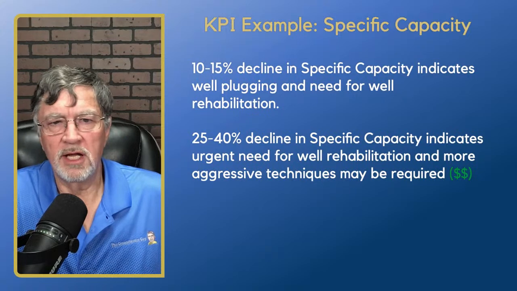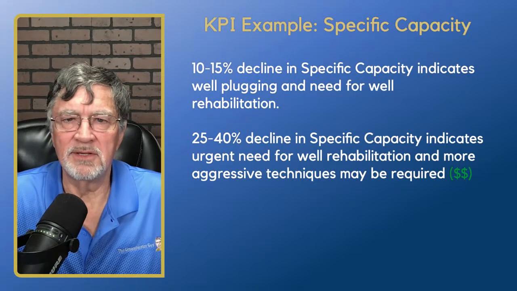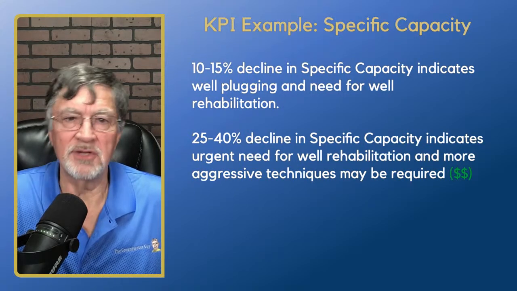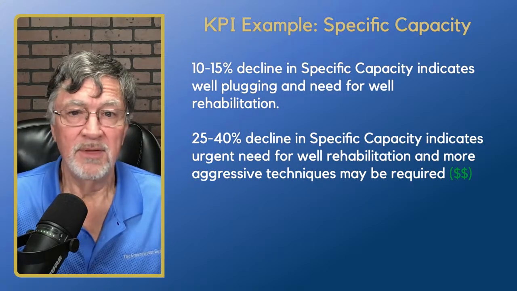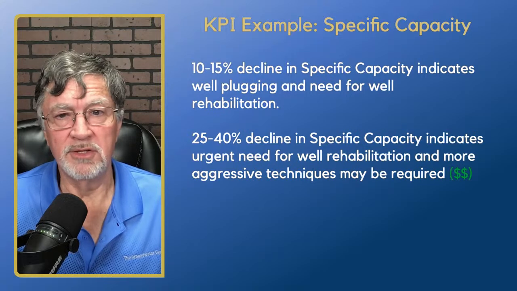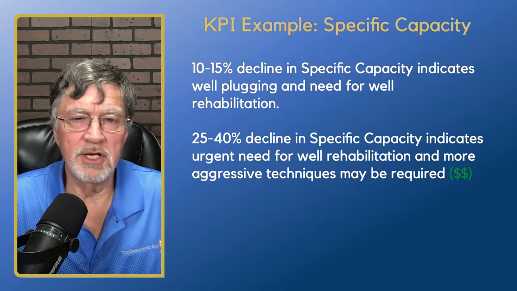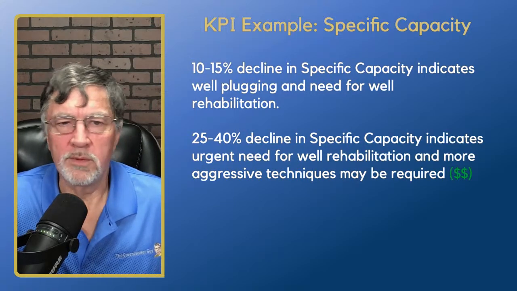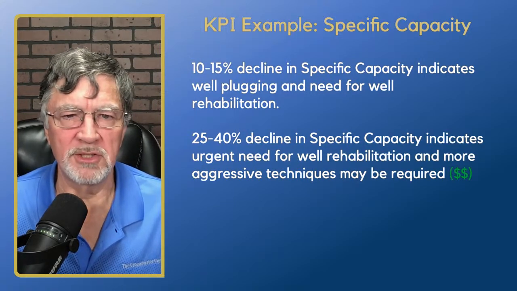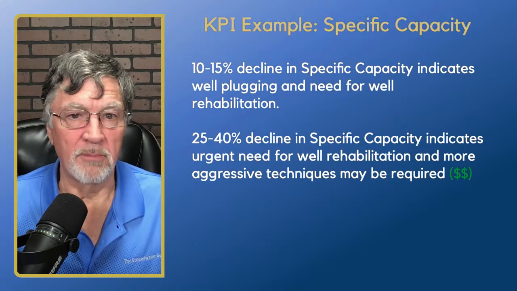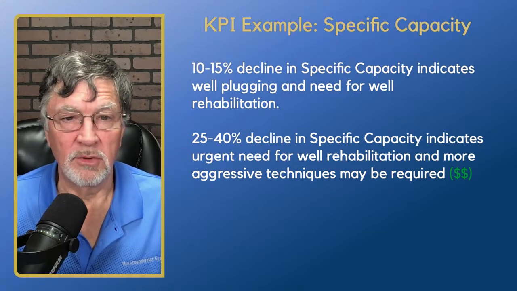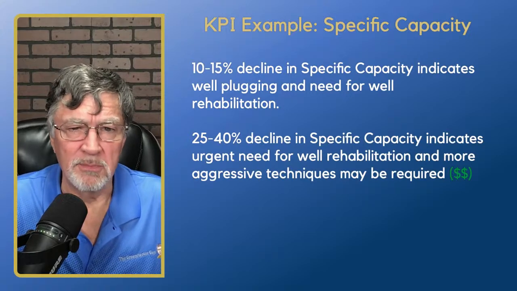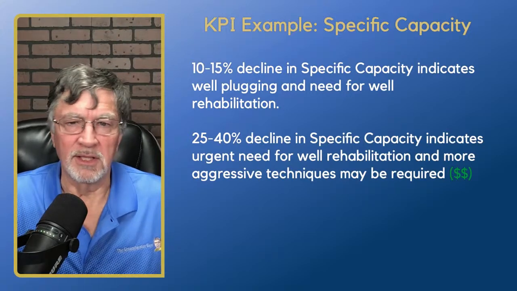So say, for instance, a 10 to 15% decline in specific capacity indicates that we've got some well plugging going on, and we're going to need to do some well rehabilitation. So it may be that within the next year or so, we really need to plan for some well rehabilitation and make sure we've got enough money set aside to do that, and basically start getting some bids and start looking at that.